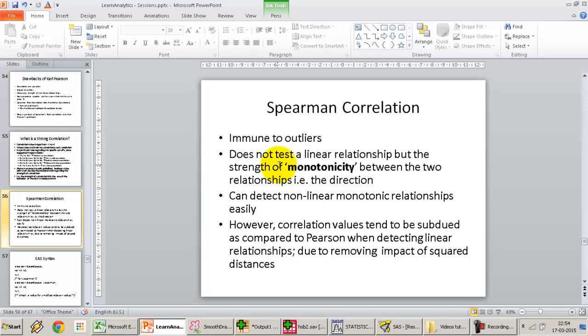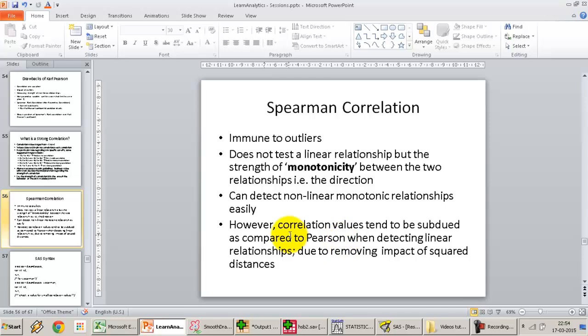And the stronger the monotonicity, the higher is going to be the Spearman's coefficient. Obviously, departures from it will give us a lower relationship. So it can detect non-linear monotonic relationships easily. It should be able to detect logarithmic or sigmoidal or exponential relationships easily, because those are non-linear but monotonic relationships. A relationship like a sine wave or a cos wave, where the wave goes up and then goes down, will not be detected either by Spearman or by Karl Pearson.